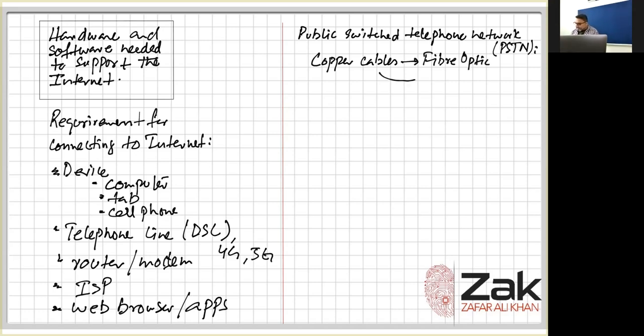Now this is a very big transition, a very significant transition. Telephone lines have changed from copper cables to fiber optic cables, which permits greater bandwidth and faster data transfer. All right, fiber optic telephone networks are usually identified as fast broadband.